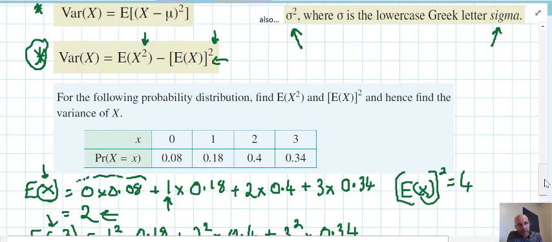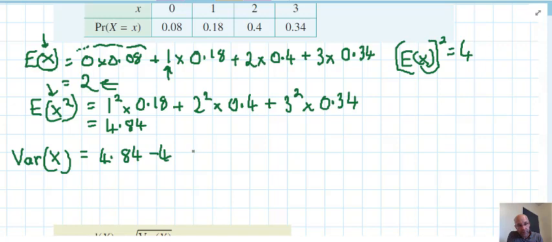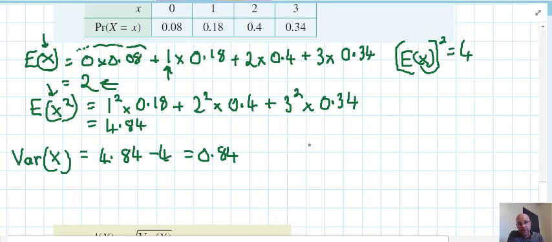Subbing it in, and remember it goes E of x squared minus E of x all squared. So that's 4.84 minus 4, which is 0.84. So the variance was 0.84. So on average we'd expect 2 with a variance of 0.84. That gives us some sense of the variability. So if the average is only 2 and the variance is 0.84, there's a bit of variation there.